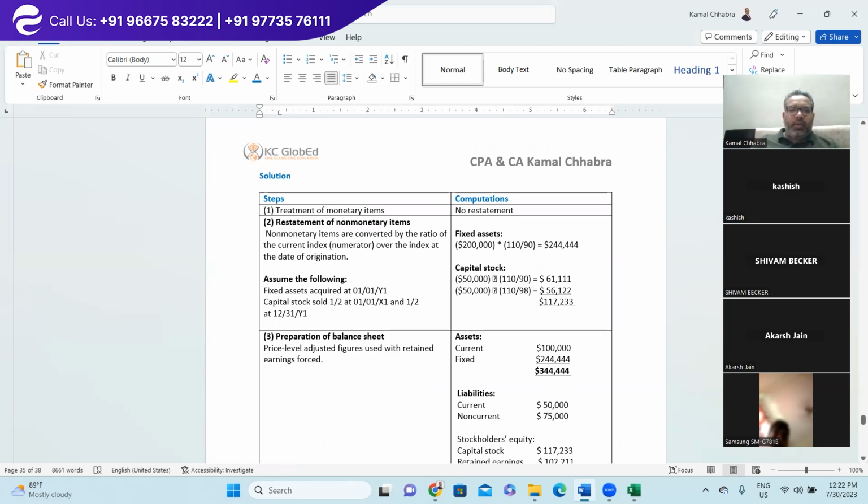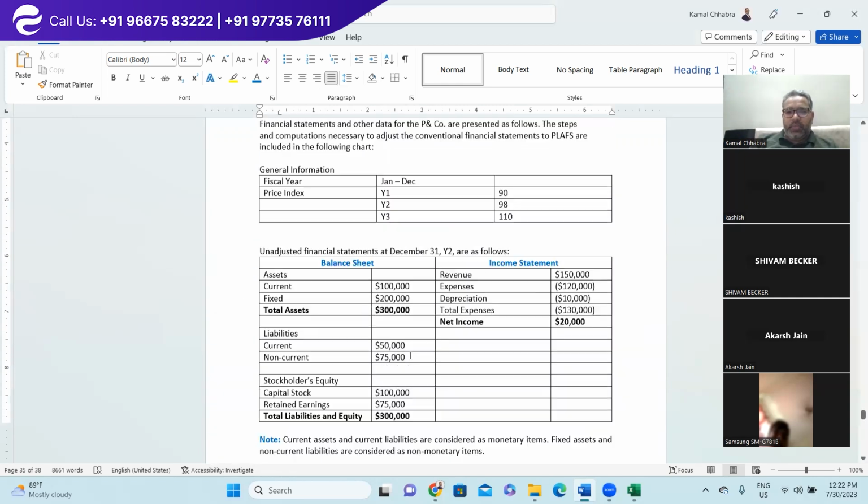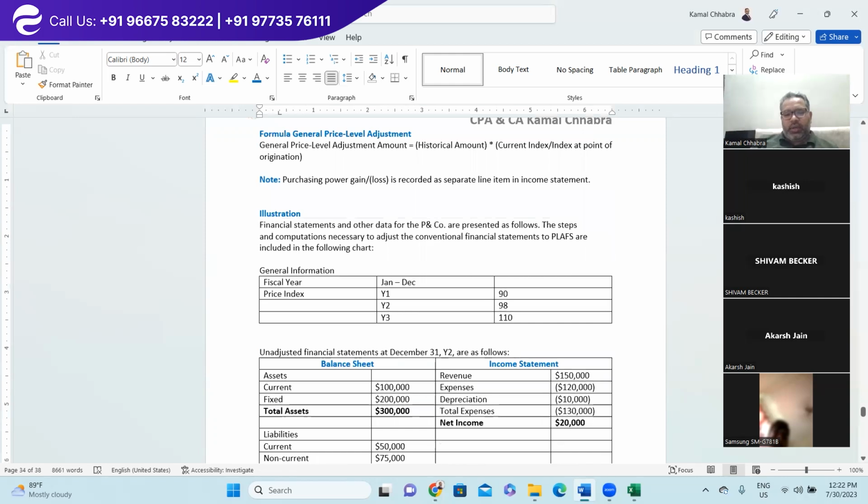Now coming to the restatement of non-monetary items. Non-monetary items are converted by a ratio of the current index, which is the numerator, over the index at the date of origination, which is 110 to 90. So your index ratio is 110 to 90.